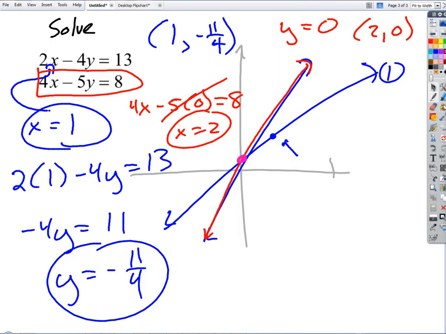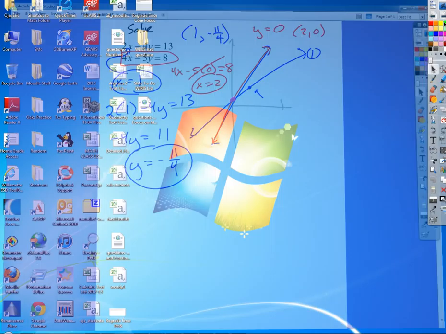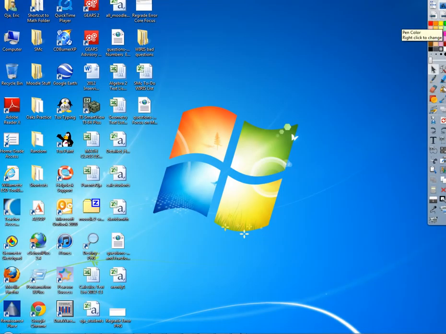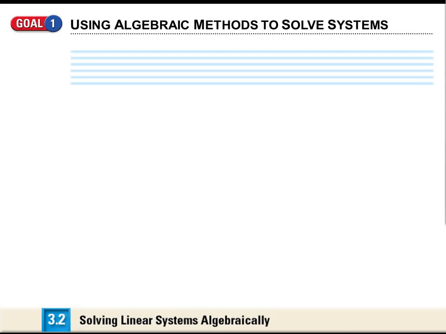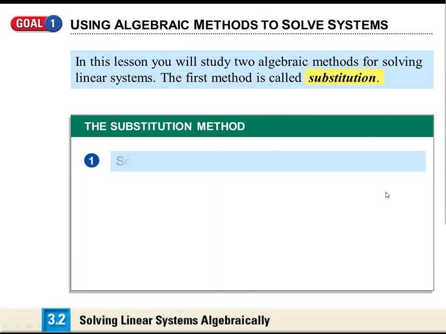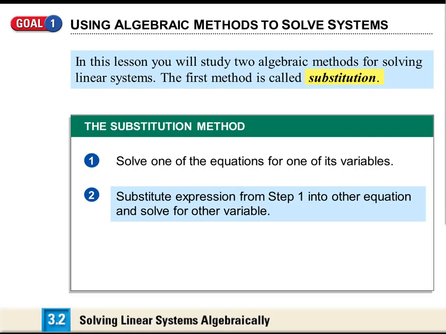All right, so now that we know that, let's take a peek at this guy. Let's look at some methods we can use to find out where that intersection is without graphing, without having to look at a graph. How can we do this? Well, we can solve using two methods, the substitution method, which we'll look at first, and then the elimination method. The substitution method, I'm sure you remember doing this.